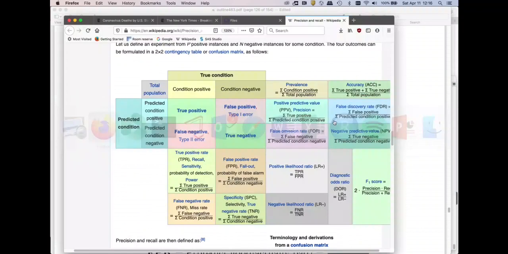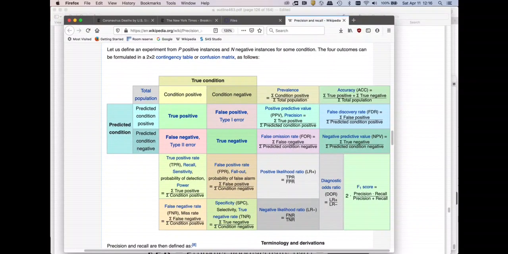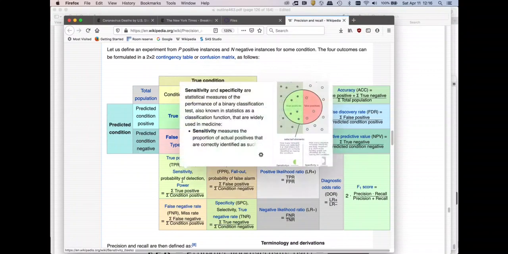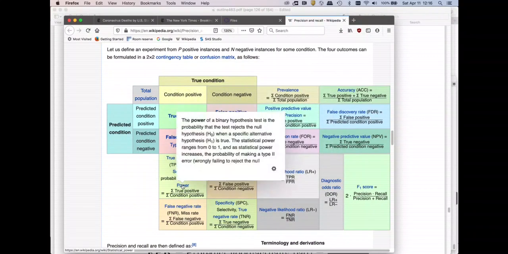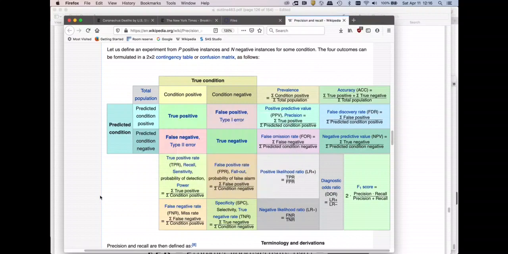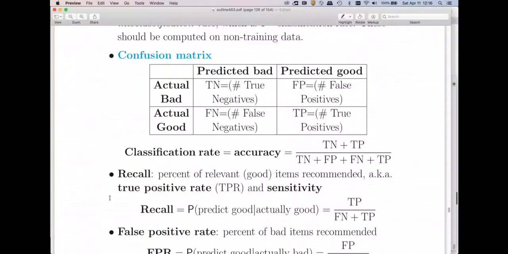Now let's go back to Wikipedia for a second, and you can see that they've organized their table. They transposed their table. But okay, so there's true positive rate, recall, sensitivity, the probability of detection, the power. All of those terms mean the same thing. Let's just stick with true positive rate and recall, given the nature of this class.